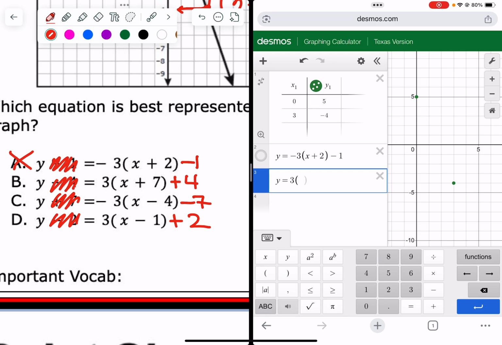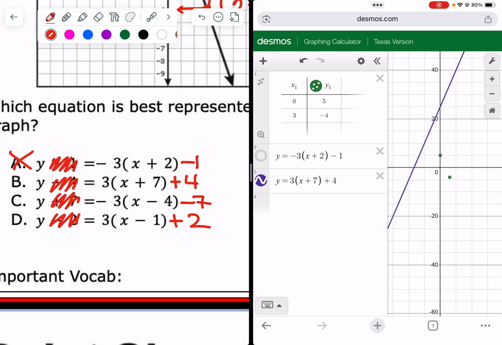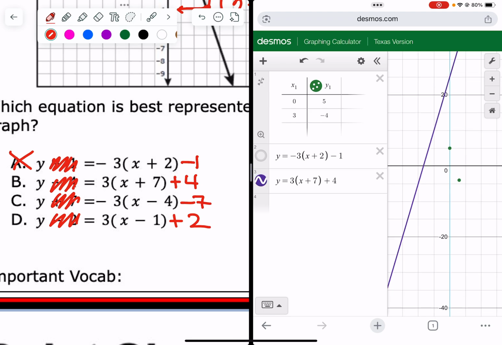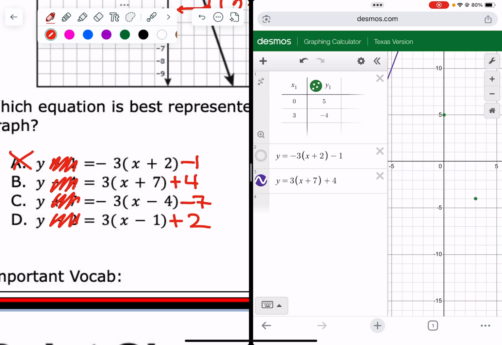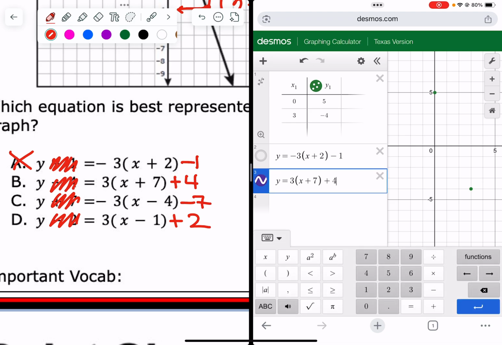Now if we go to B, we have y equals 3 parentheses x plus 7 parentheses plus 4. And then see how there's no purple? If you zoom out a little bit, you can see purple, but you can see it doesn't touch your points. So if it doesn't touch your points, that means it's not your answer. So you don't really have to zoom out. You just have to know it's not touching, so it's not your points.